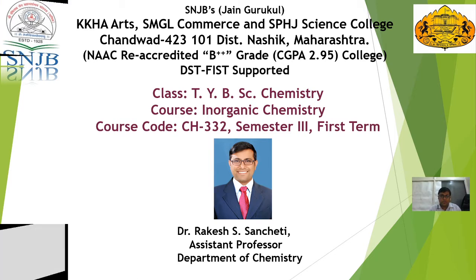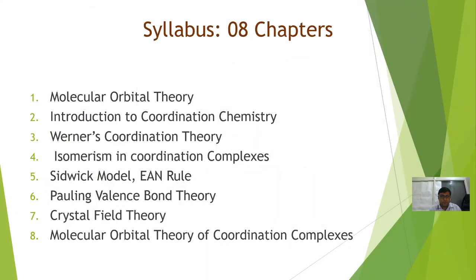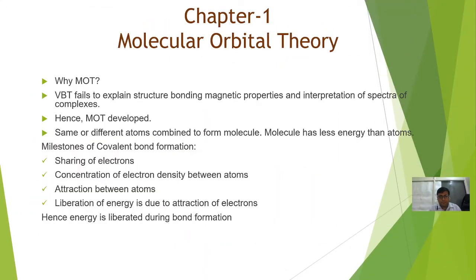As we know, why is molecular orbital theory there? There are lots of drawbacks or failures in the previous theories like VBT, which fails to explain the structural bonding, magnetic properties, and interpretation of spectra of complexes. Hence, molecular orbital theory was developed.